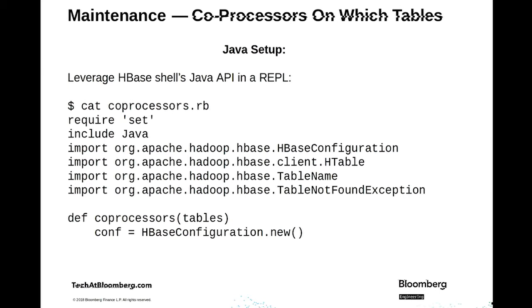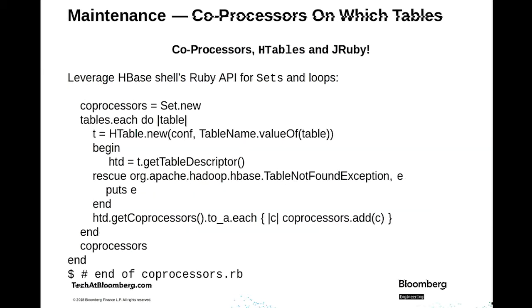So I can very quickly, as an administrator, if somebody says, hey, I need to get help here, I need to understand what's going on, or I need to fix something before things get worse, I can write code to make that happen. So here, we've got coprocessors, HTable objects, and JRuby all melding. So I can actually use the HBase Shell's Ruby API for, like I said, sets, as well as loop constructs, which are really nice and easy. So I can say, hey, the coprocessors will be a set, a JRuby set object, and I want for all of the tables that I have read through.